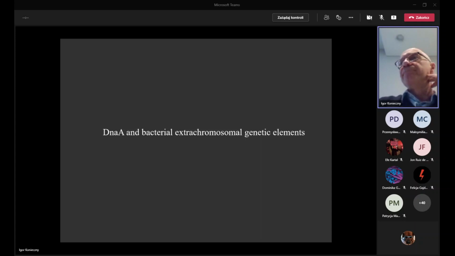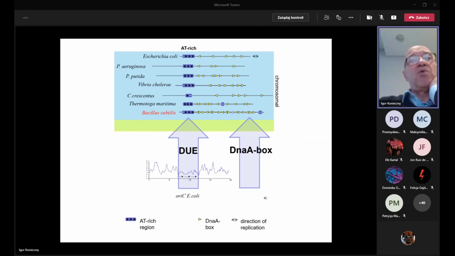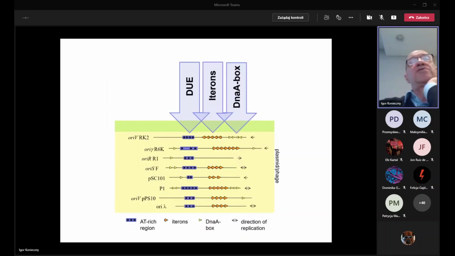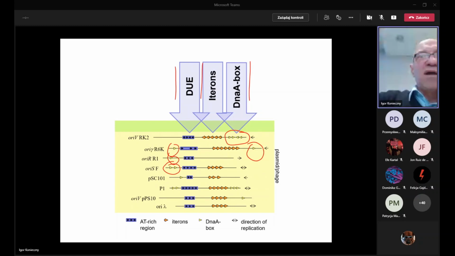Okay, so what about the DnaA and extrachromosomal genetic elements in bacteria such as plasmids? So we already discussed that in chromosomal DNA, those DnaA boxes are going to be present in different sites, but the concentration of them is close to the replication origins. But when you look at the extrachromosomal genetic elements, you can identify DNA unwinding elements, iterons, we will talk about this later on, and DnaA boxes as well. And you can see clusters of or single DnaA boxes present in the extrachromosomal genetic element origins.